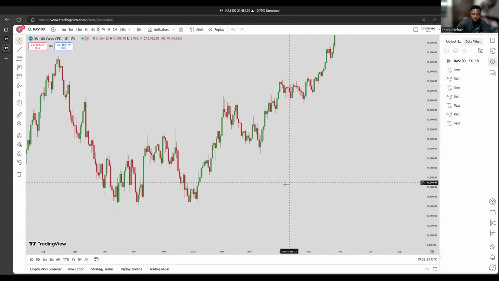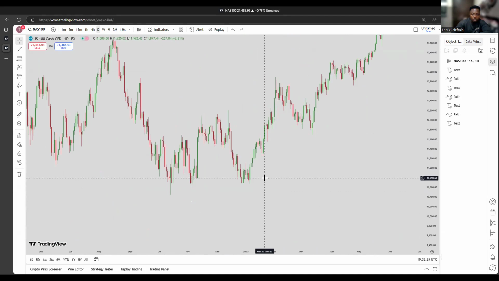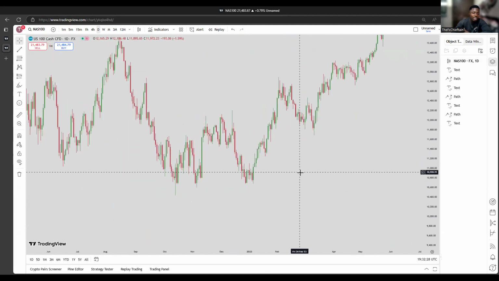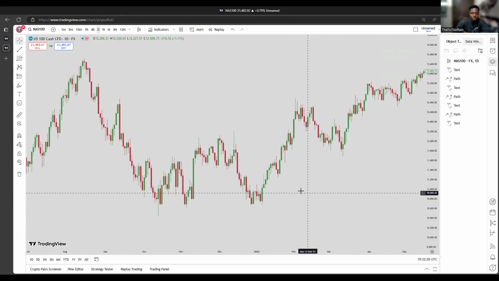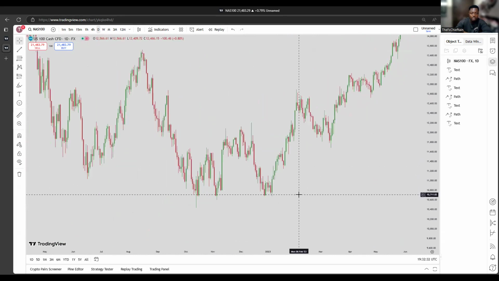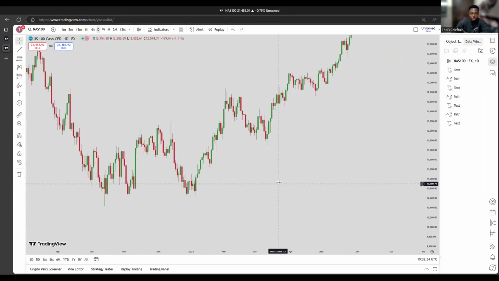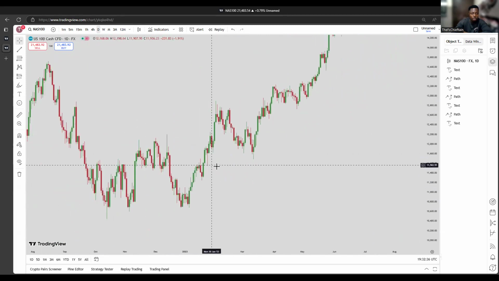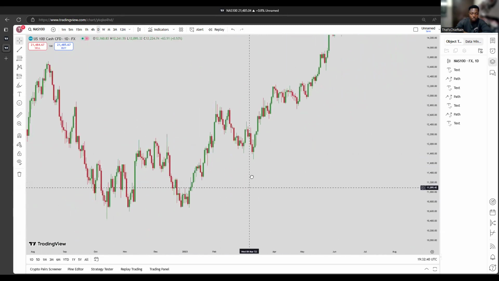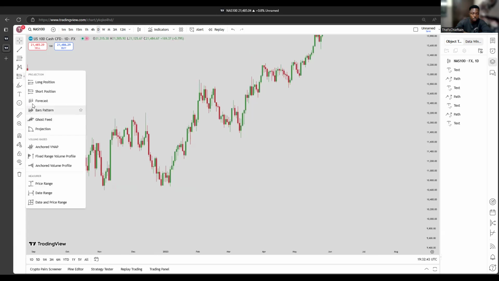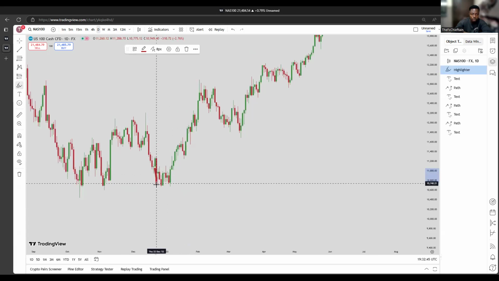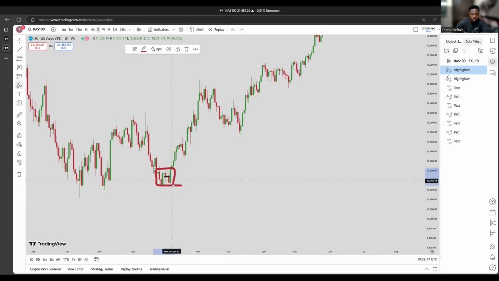All right, so where can we spot a rectangle? A rectangle is more like a range. You want to see the market ranging in a place for a while before it moves out. I can see some here, but I want to use something that has to do with what we're doing presently. Let's use this one. You can see this level right here. This is a range. This is a rectangle.